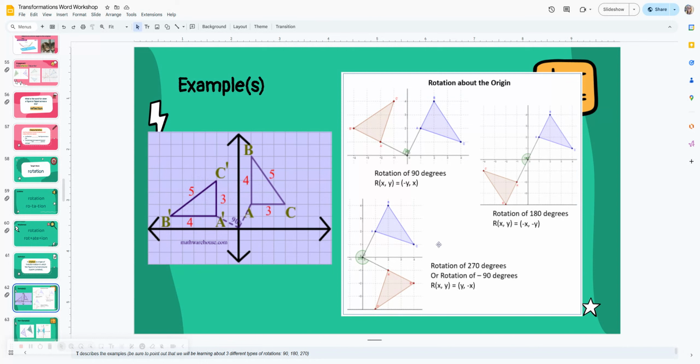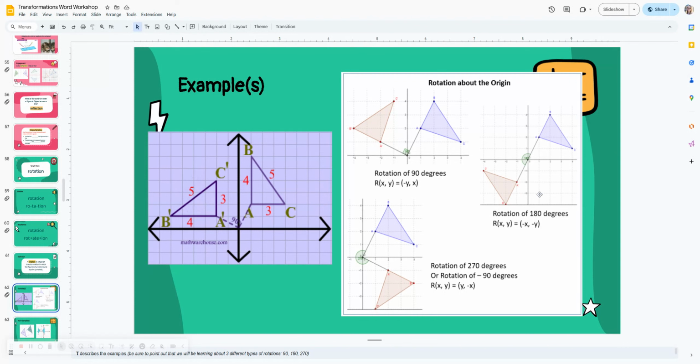Here are a few other examples of rotation. This one would be, again, going counterclockwise, so A to A prime moving left. This one here is a 180-degree turn. It's actually going to be double, so 90 times 2 would be 180. And then we have a 270-degree turn, which would be 3 rotations.